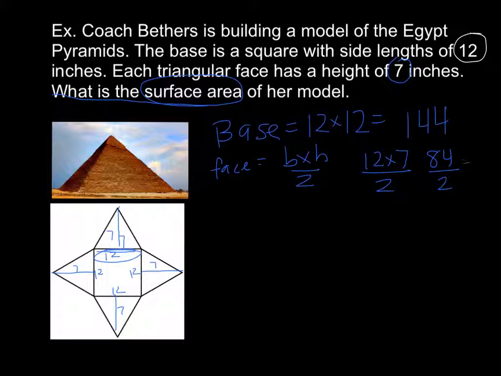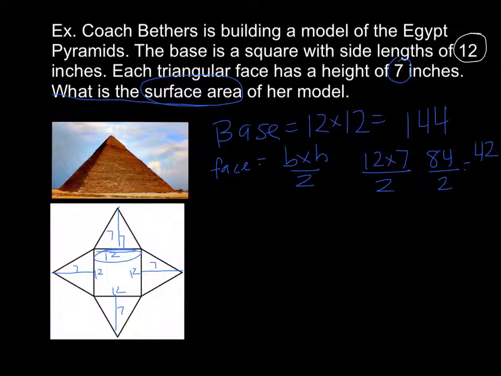84 divided by 2 gives me 42. So, each triangle has an area of 42. What are we looking at? 42 inches. 42 inches squared. So I have 42 inches here, 42 inches here, 42 inches here, 42 inches here, and then 144 inches in the center.